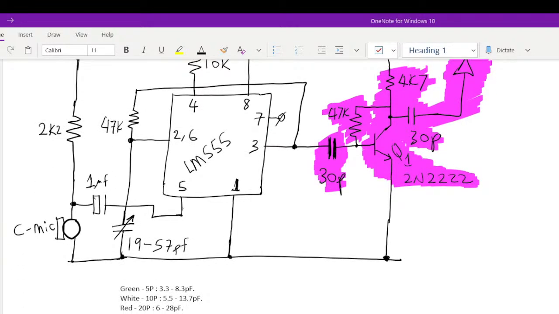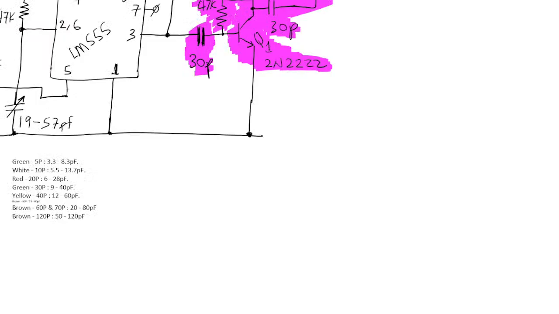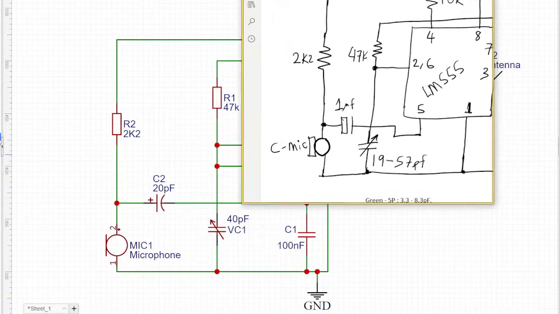All right, so let's go ahead and analyze the circuit and show you how we determine the value we're using here. You can see 19 to 57 picofarads. How did we determine that value? And this 47 kilo ohms. What is the reason for that? Why did we choose that value? We're going to start by showing you a few concepts, and then we'll go ahead and analyze this one more time. So let's start by showing you this.